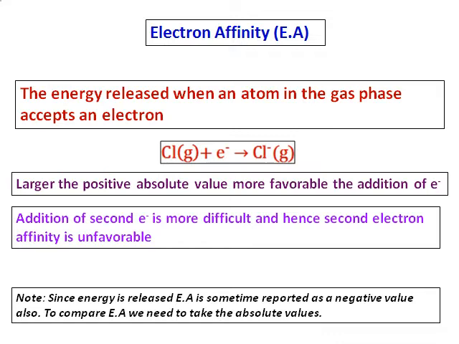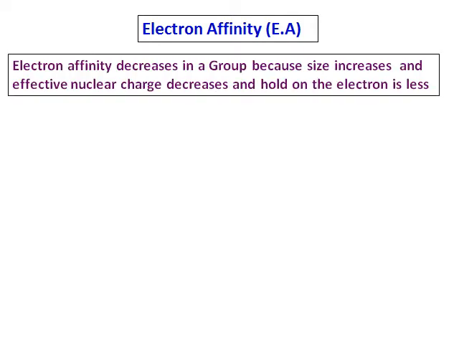One thing you have to note down here is, in the book sometimes the electron affinity is given as a negative value, sometimes as a positive value. But when you are comparing electron affinities of different elements, take the absolute positive values to compare them. Now let's look at the trend in electron affinity.